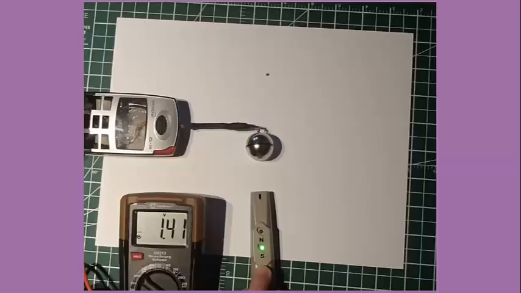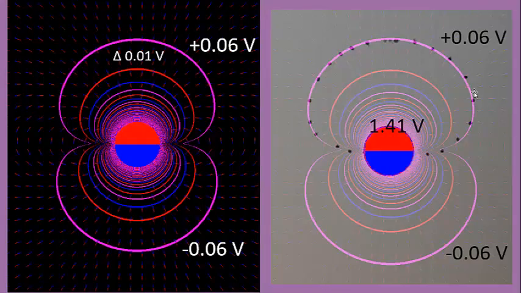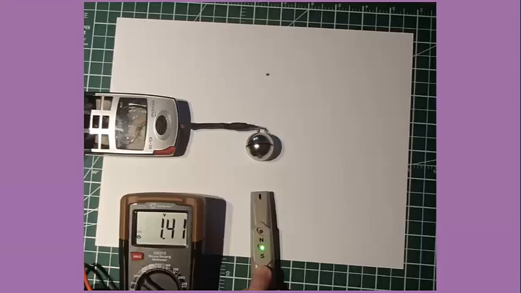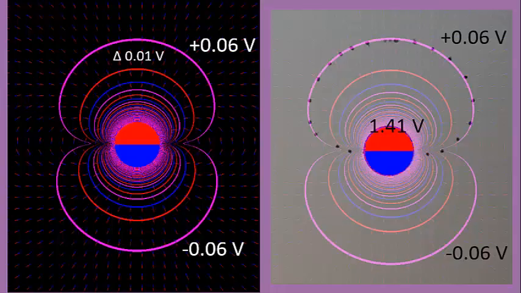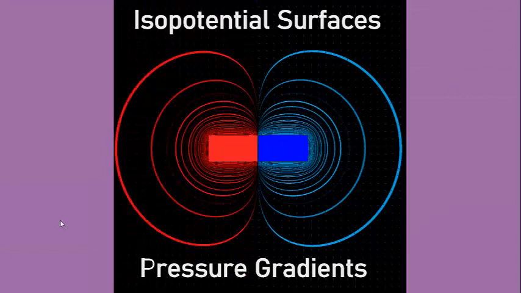Okay, so the isopotentials that I physically measured are one piece of evidence to show that the isopotentials are real, because I was able to measure them with the Hall sensor. I just measured one set of points to prove that they do in fact take on the shape of the isopotentials that are calculated by Michael's software. And of course, I refer to them as pressure gradients.